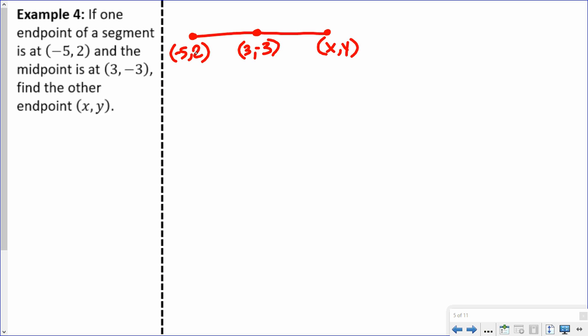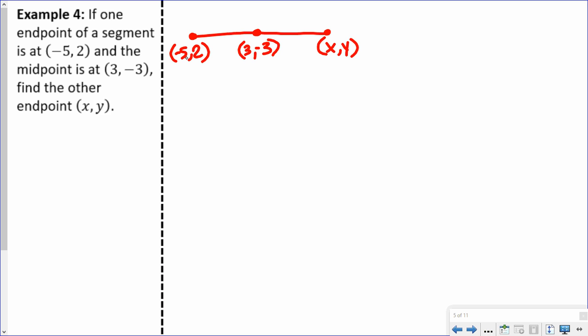So you can't just plug this into the midpoint formula. You can't do -5 plus 3 divided by 2 and then 2 plus -3 divided by 2, because that would give you the midpoint between these 2 points here. That's not what we're finding. This is actually the midpoint, and then here's an endpoint, and we're trying to figure out the other endpoint. So you have a couple choices.